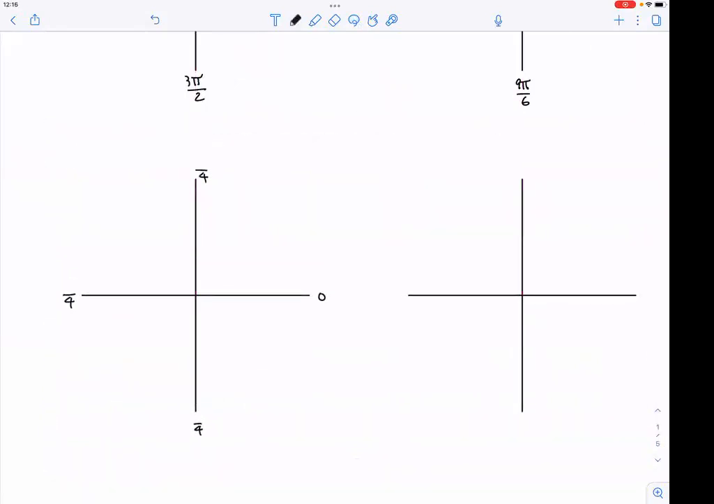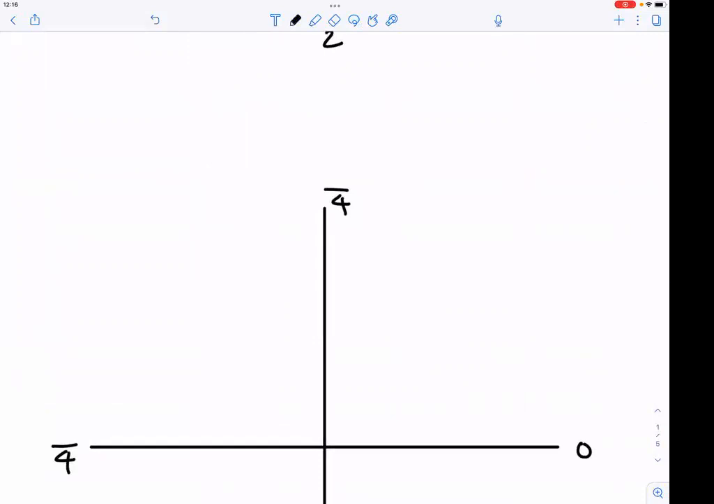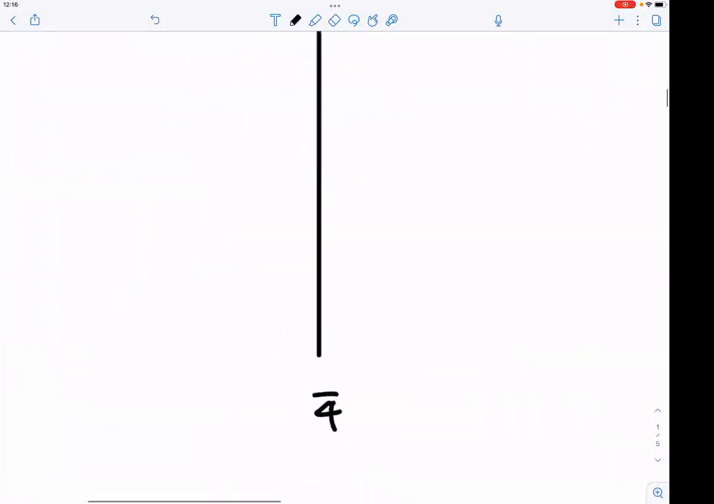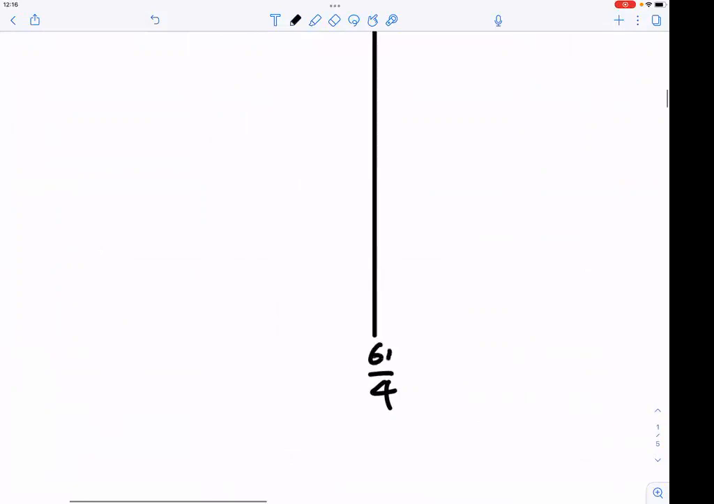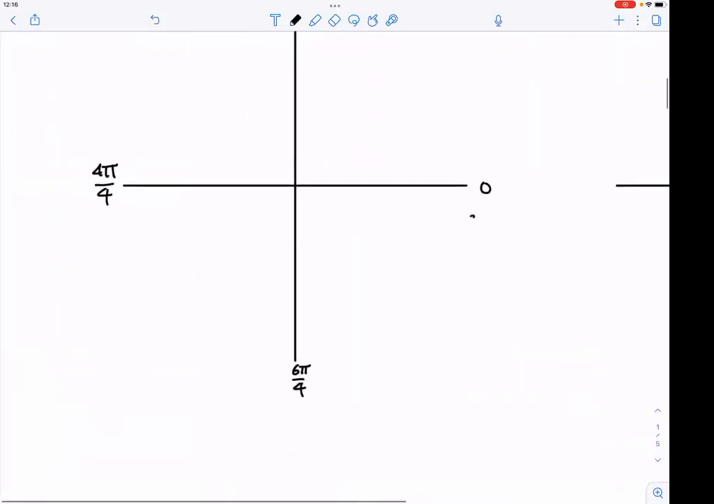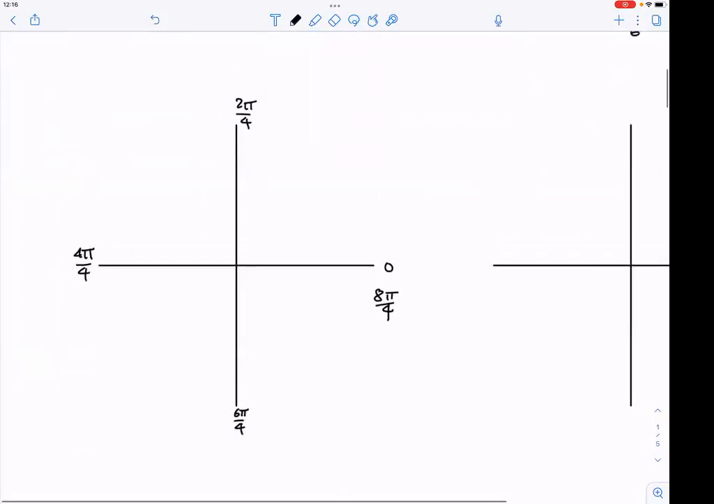What should you put at the 90-degree location? 2 pi over 4, right? And then you have 4 pi over 4. And then you have 6 pi over 4. And then, of course, you have 8 pi over 4. So if I ask you, hey guys, where is 5 pi over 4? Quadrant 3. What about 3 pi over 4? Quadrant 2.